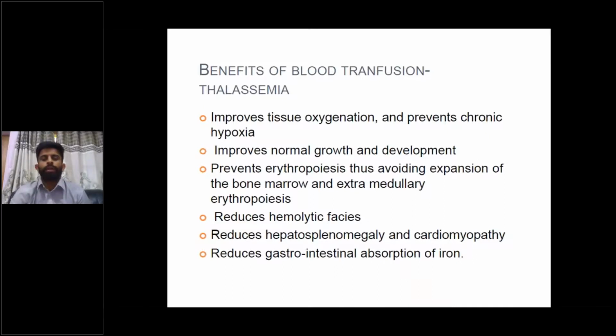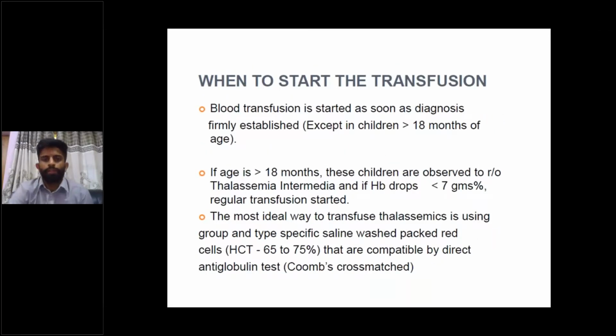Now, because the anemia is being corrected, the receptors in the gut which absorb iron will be decreased. So hepcidin will be increased and decreased absorption of iron will occur through the intestines. When to start the transfusion?